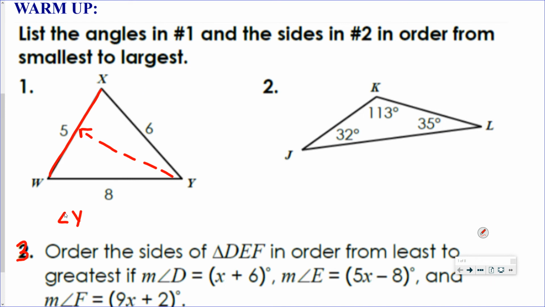Is similar to the angle. Okay, but this side in comparison to all these sides is what? Shorter. Good. The shortest side is across from the smallest angle. The smallest side has to be across from the smallest angle. Good. Yep. Perfect. What's my next smallest angle?